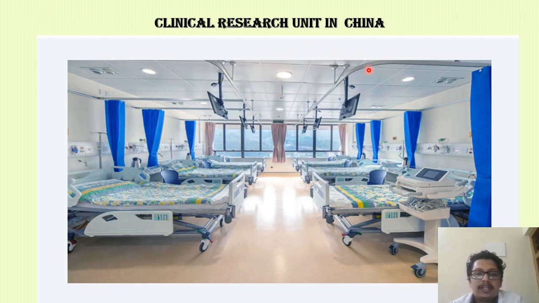So this I have taken from a website. This is a clinical trial unit, or CP unit, in China. You can see the beds are arranged, and all the other facilities required for an ICU should be properly kept, with necessary equipment and ventilators, central suction, and central oxygen and nitrogen supply inside the unit. Recreational facilities should be there, and monitors and multi-parameter monitors should all be there inside the unit.